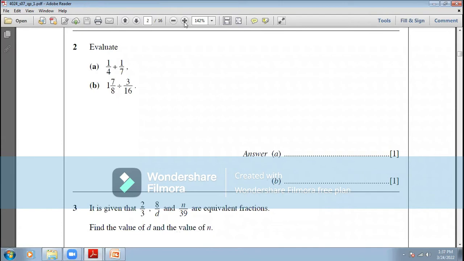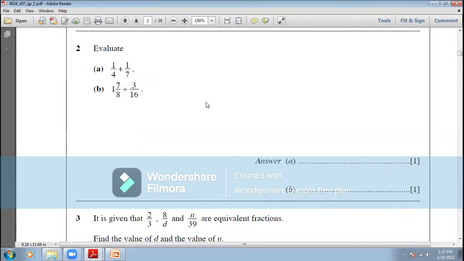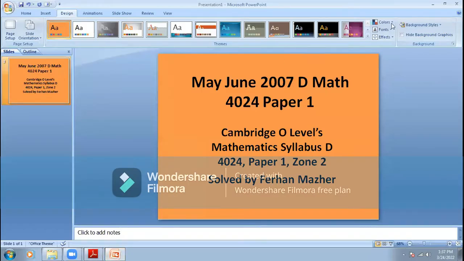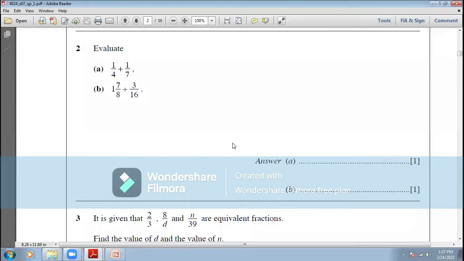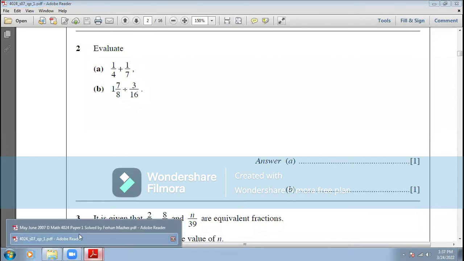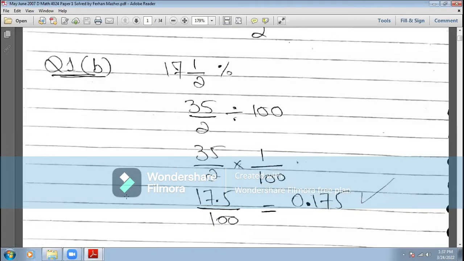He says, evaluate the following, and it says 1 by 4 plus 1 by 7. So these are two fractions. We have to add them. And if you want to add them, 1 by 4 plus 1 by 7. So let me show you my solution.